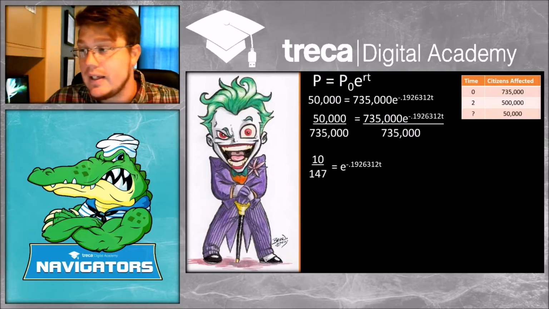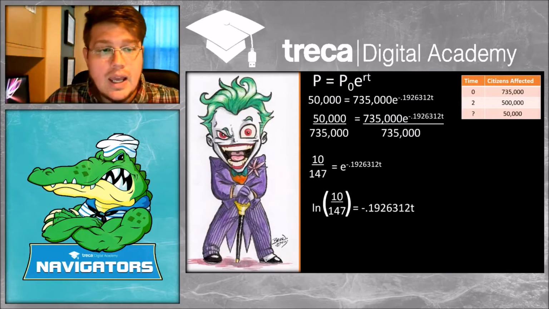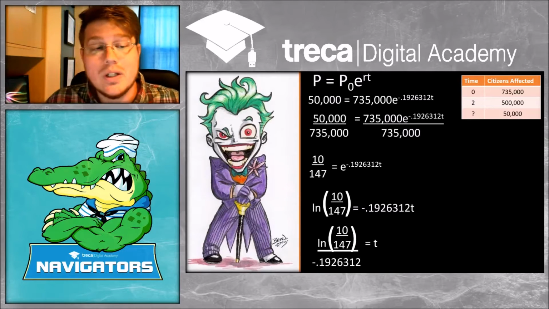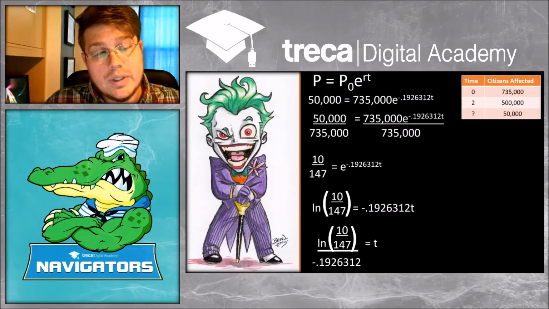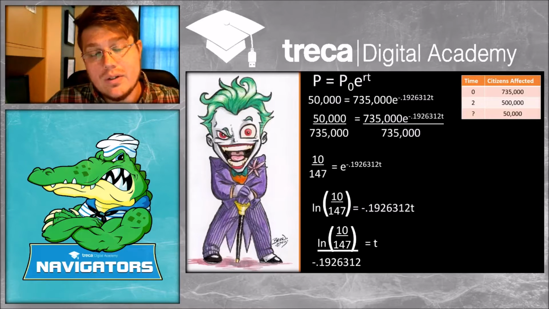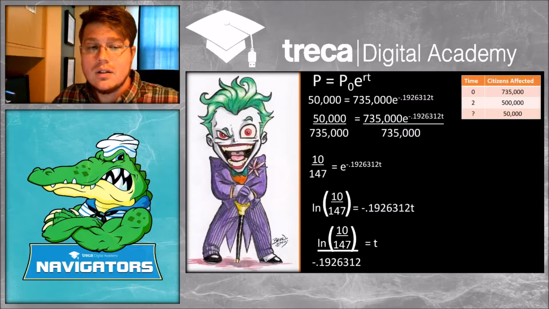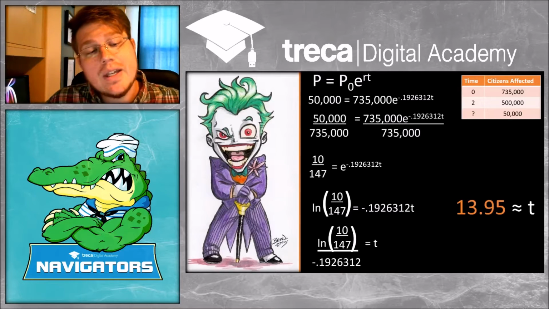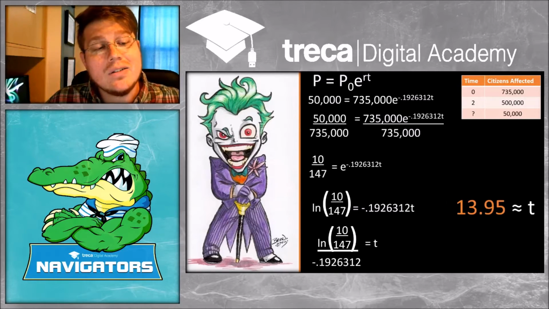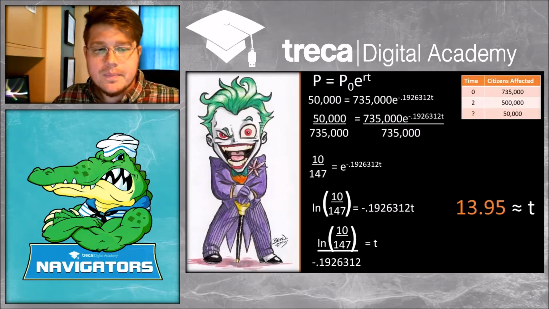We're going to take the natural log of both sides, and we're going to divide both sides by that constant of growth. Again, we have a really big mess, but we can plug in the natural log of 10 over 147, quantity divided by negative 0.1926312, into our calculator to get almost 14 days. After 2 weeks, 50,000 people are still laughing. It is an awful 90s sitcom up in Gotham.